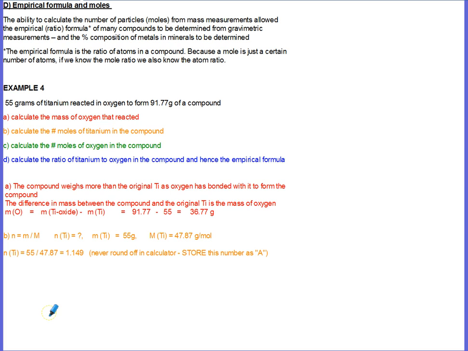Now, your calculator might have many more decimal places than that, and it's very important in chemical calculations that you don't round off in your calculator. You need to be able to store that number in one of your calculator's memories. I usually store this number as A, and I write A in my sheet so I know I'm storing this in memory A.